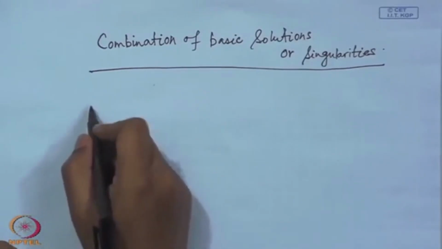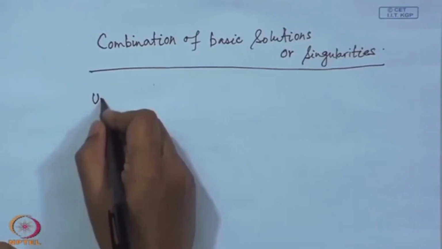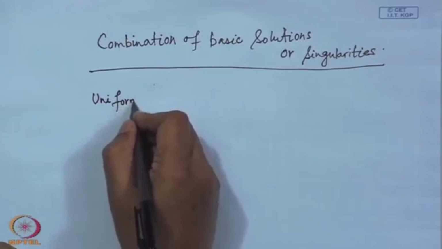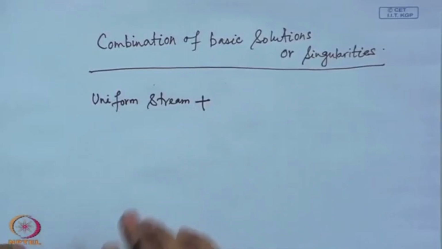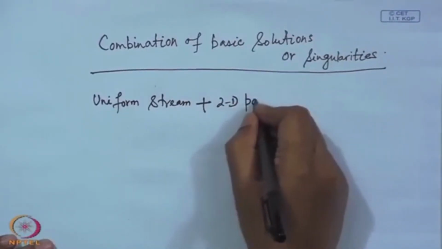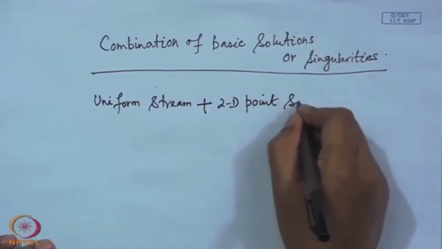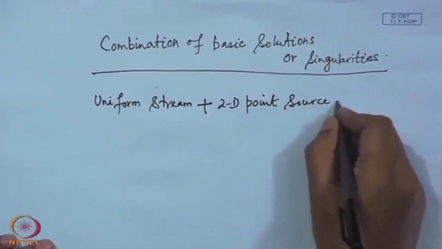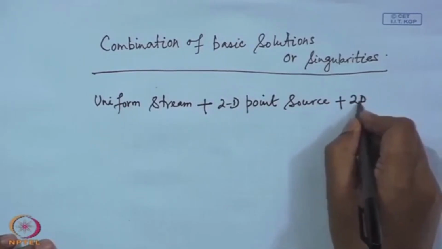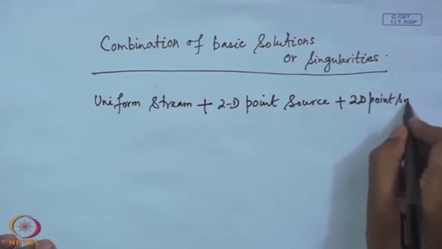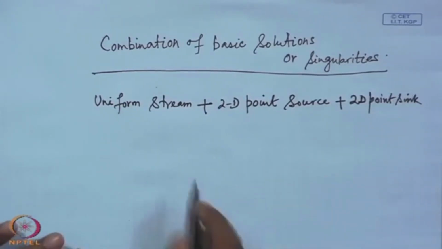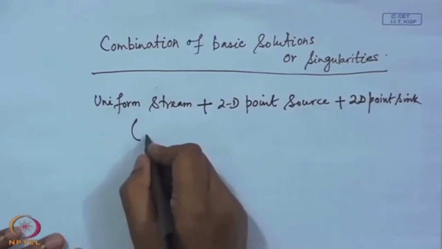So, this time we will consider now a uniform stream plus a point source or infinite line source, a two dimensional point source, plus a two dimensional point sink, and for convenience we will take source and sink are of equal strength.